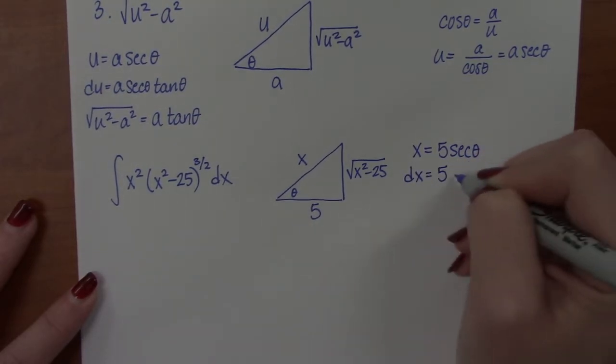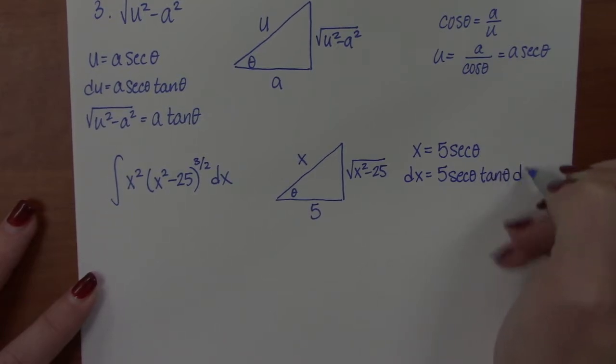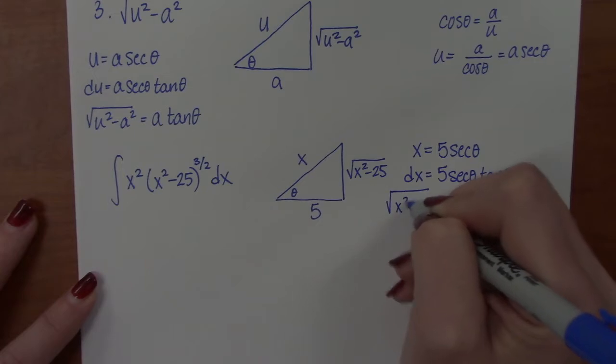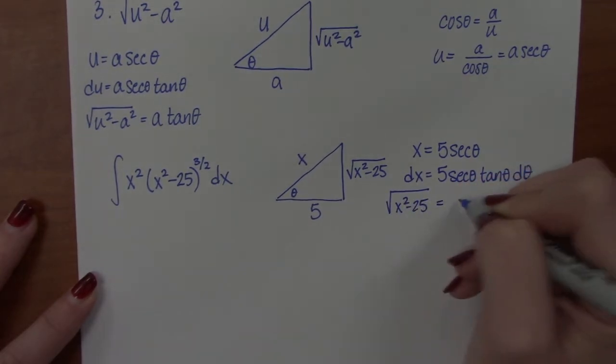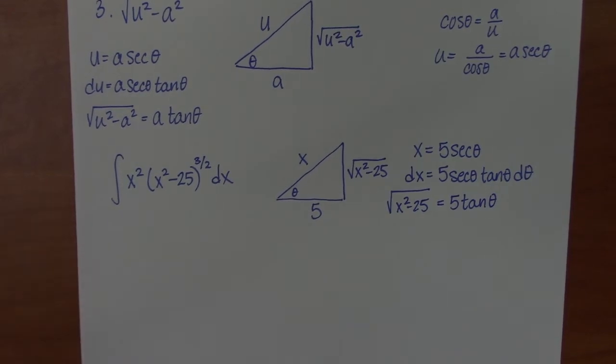dx is 5 secant theta tan theta d theta, and the radical is just 5 tan theta. People, for some reason, drop those constants. You'll see in a lot of problems a is 1, but if it's not 1, you've got to be careful not to drop it. Because when they go to plug things in and translate the integral, they'll just drop some 5s and 4s and make a mistake.